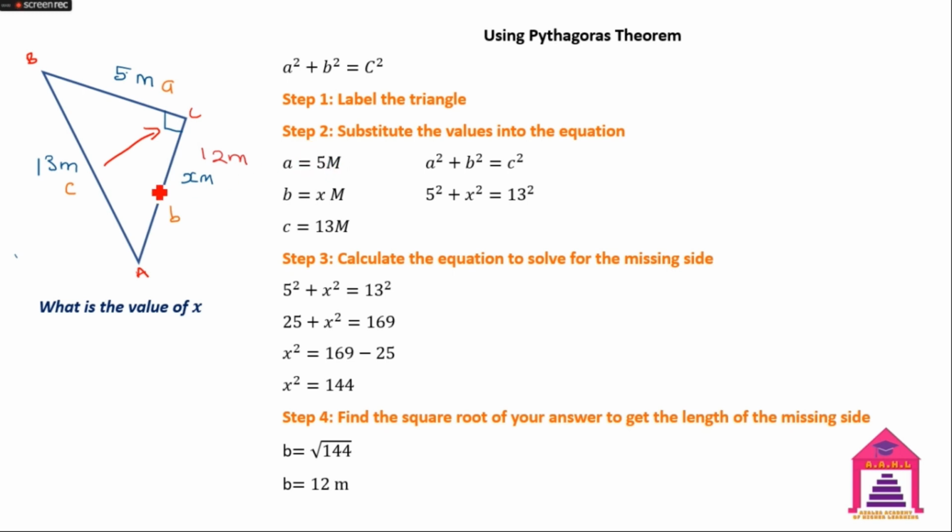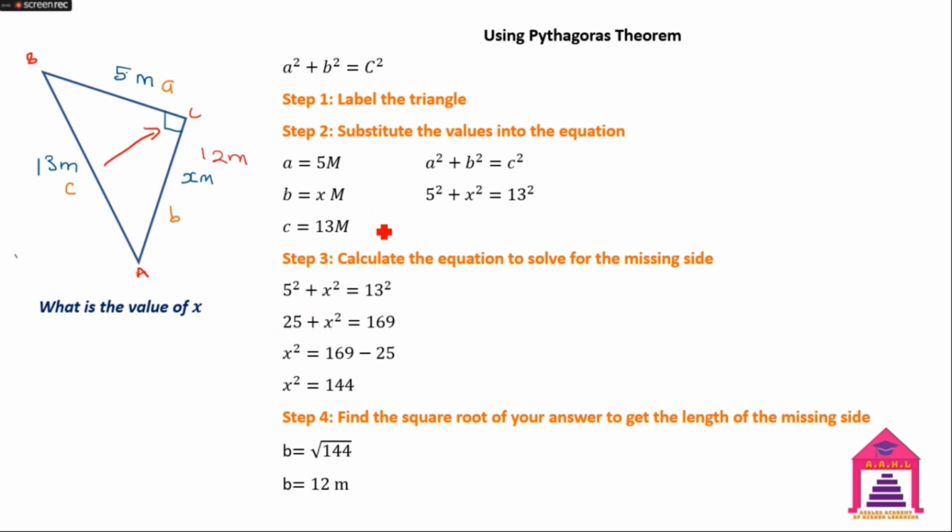Again, we're going to substitute what we do have into the equation. So we know A squared plus B squared is equal to C squared. So we have 5 meters is equal to A, X meters is equal to B, and 13 meters is equal to C. So you get 5 squared plus X squared is equal to 13 squared. And we're going to calculate the equation to solve for the missing side. Now what we want to do is get X squared all by itself.